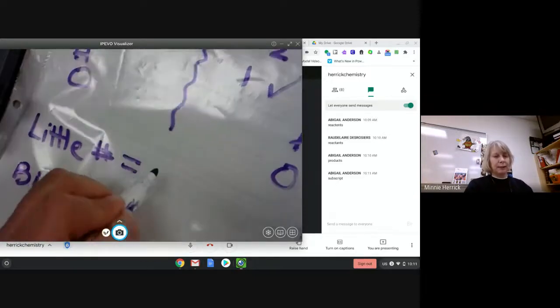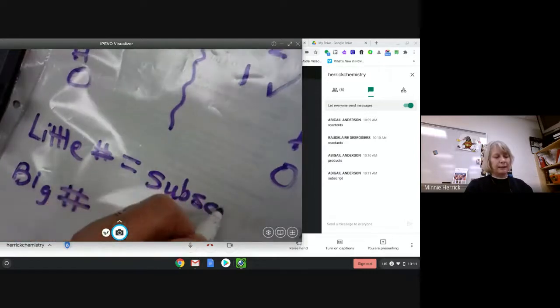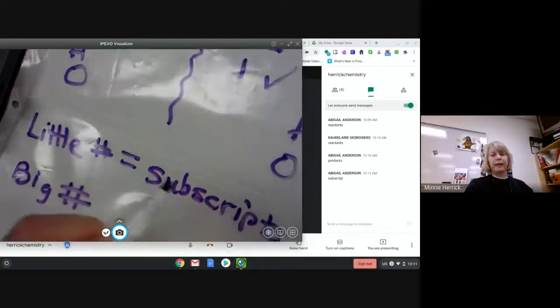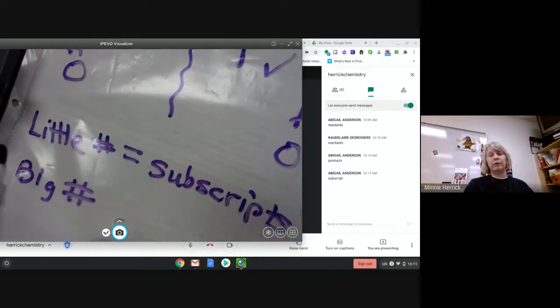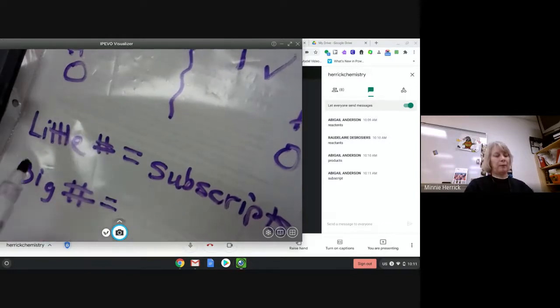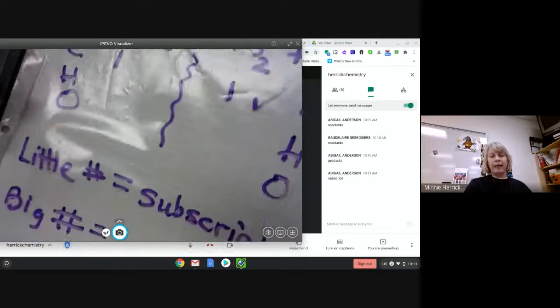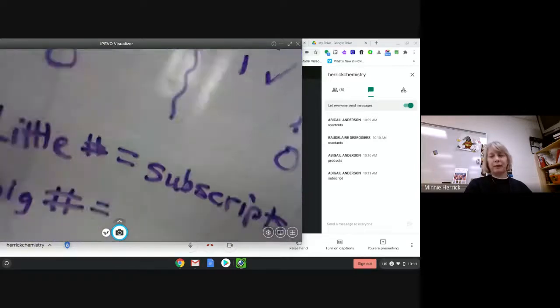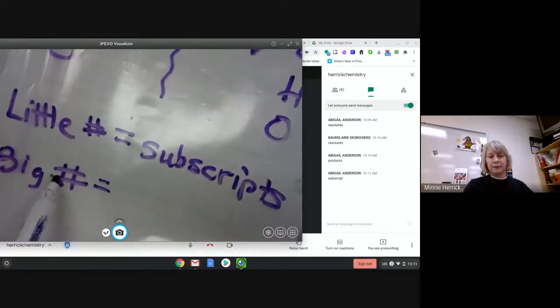These are called subscripts, okay? We're going to use this a lot today and tomorrow for the entire unit. And then the big numbers, when we put big numbers in front, it's the word we have from like algebra class. What do we call the big numbers?